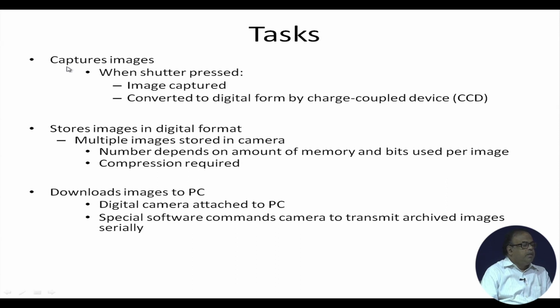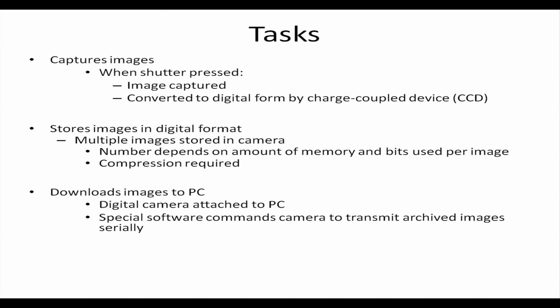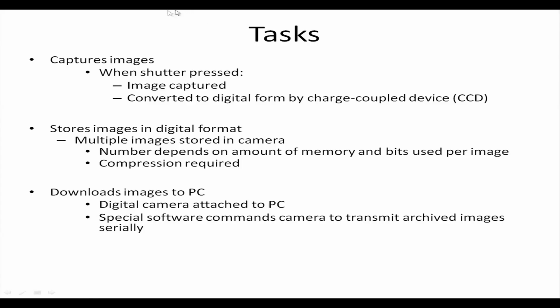But here we see that when we capture images, we have a CCD camera, and using the CCD we will capture the images. That means, when the shutter is pressed, the image is captured. And then that image is converted to digital form by the charge coupled device. So, the image will be incident on the lens, and from there it will be received by the charge coupled device, which will convert the image into a digital form.